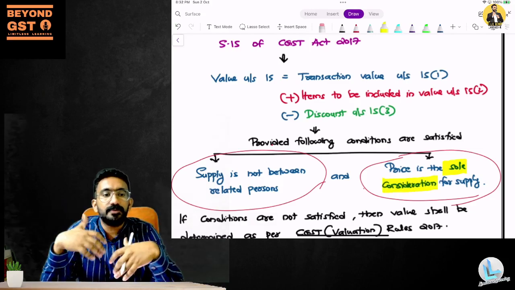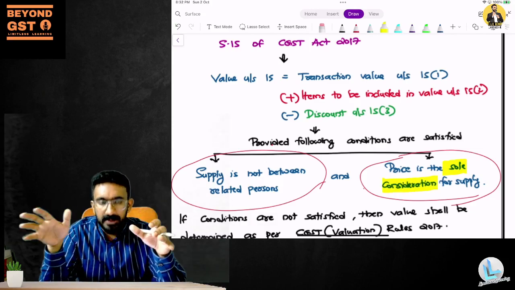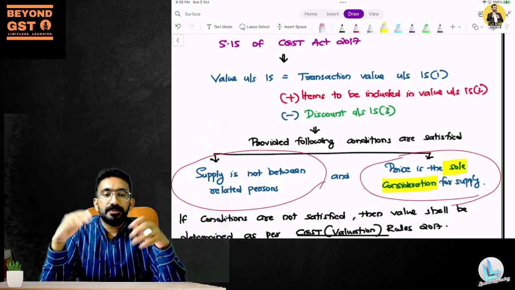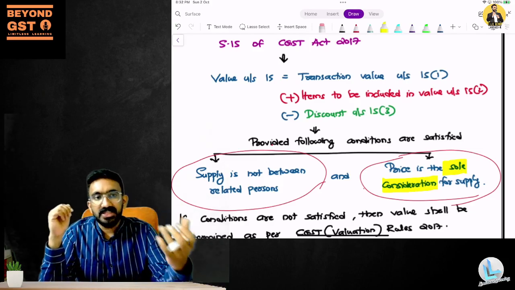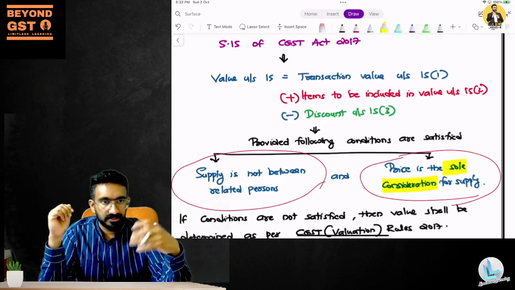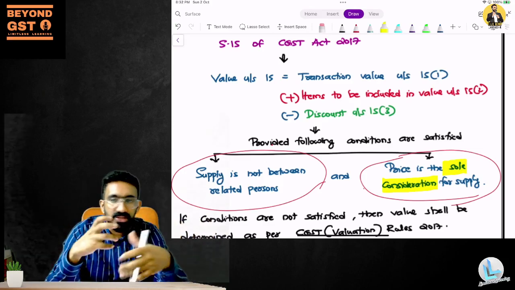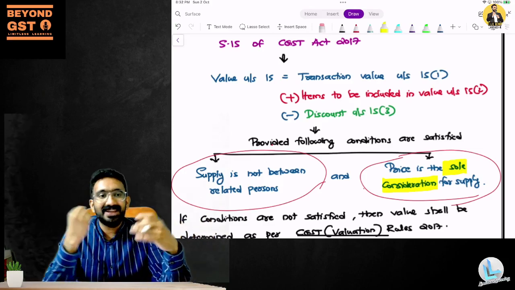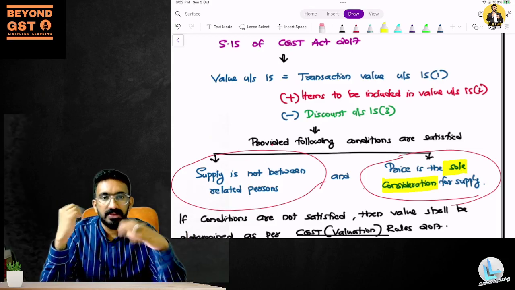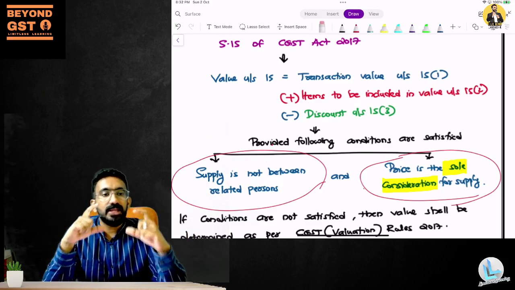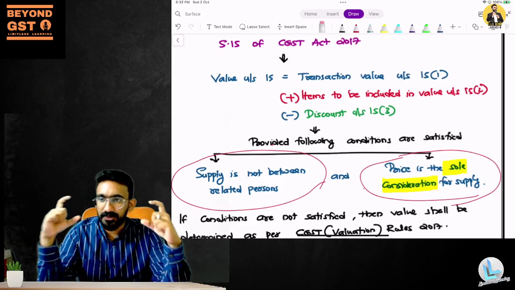The meaning of "only consideration for the supply" is that if, apart from price, they're getting some kind of exchange, or some other activity wherein they're having some other consideration, then the money paid will not be the full value for that particular supply.